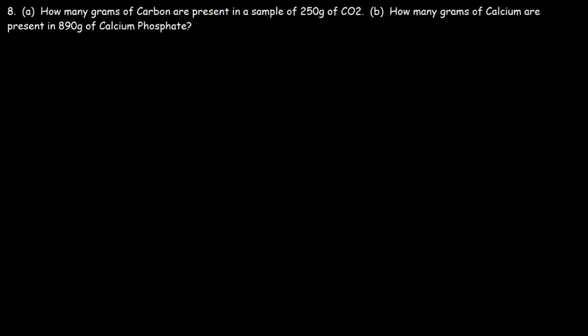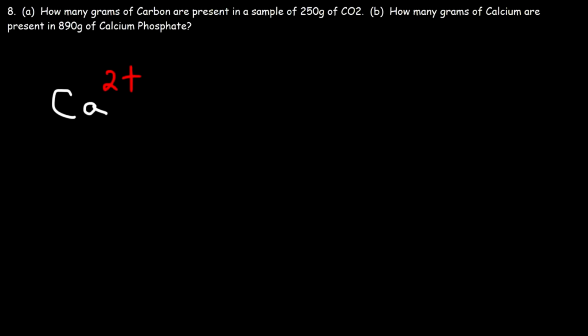Now let's try it with part B. How many grams of calcium are present in 890 grams of calcium phosphate? So go ahead and try that problem based on part A. So what is the first thing that you're going to do in this problem? The first thing that I think we need to do is write the chemical formula of calcium phosphate. Calcium is an alkaline earth metal found in group 2A of the periodic table. As a result, it forms a 2+ charge, since it has 2 valence electrons that it can give away.